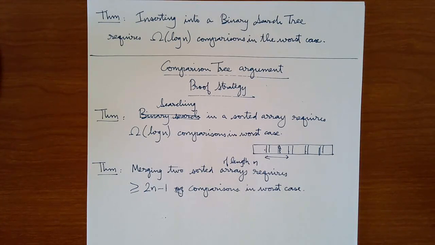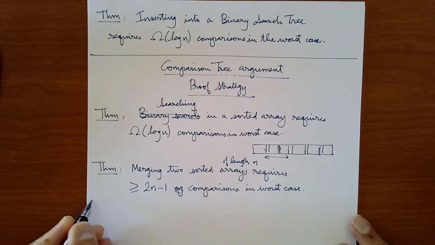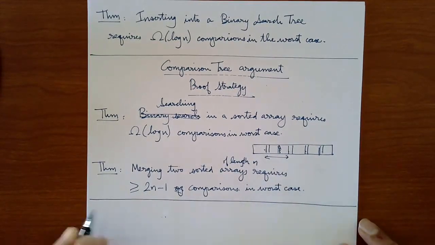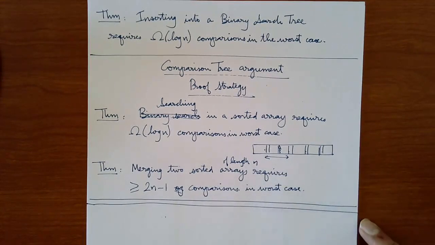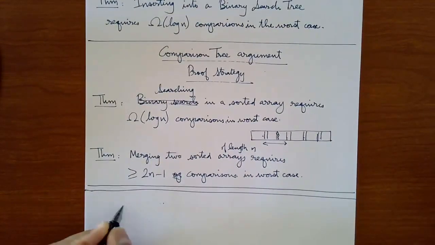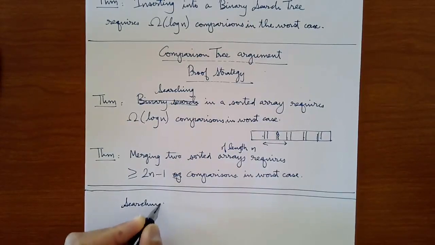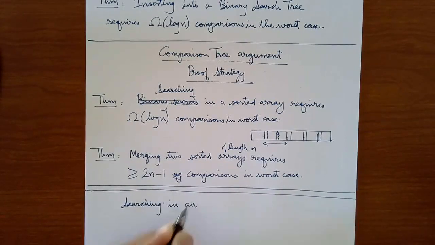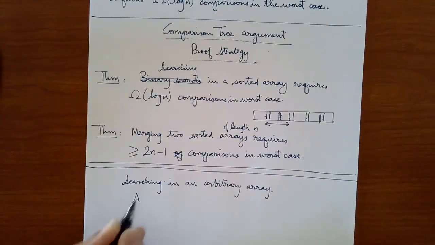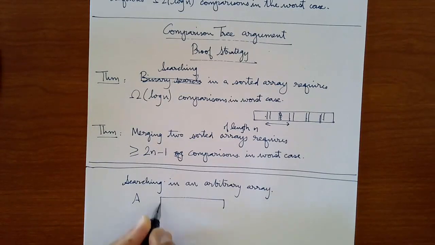Now there is something that's kind of curious here. Indeed, I don't have time to do this in 5 minutes, but I will state this nonetheless. So what about searching in an arbitrary array? How long does that take? Anyone? So you just have an array and you need to find something. It takes n, right?